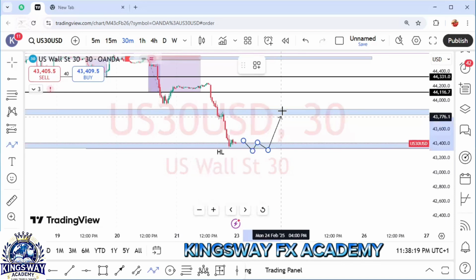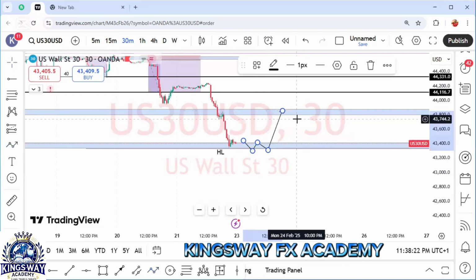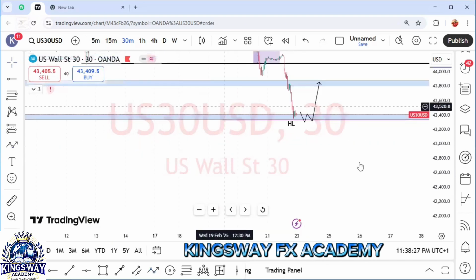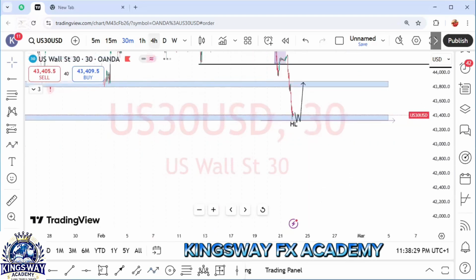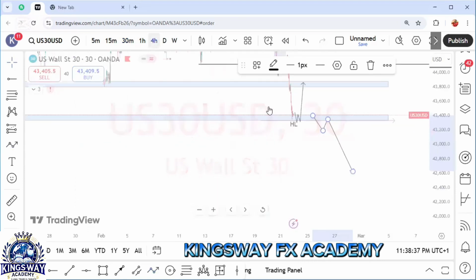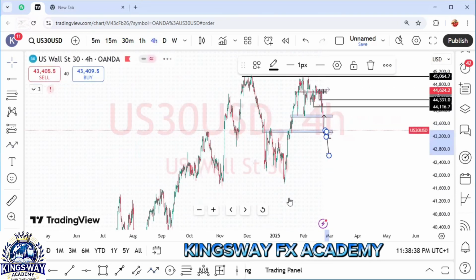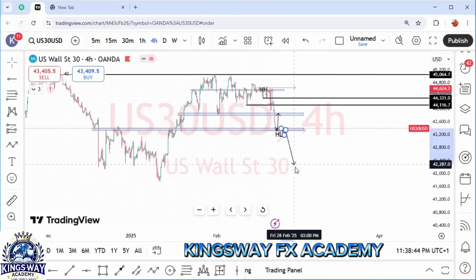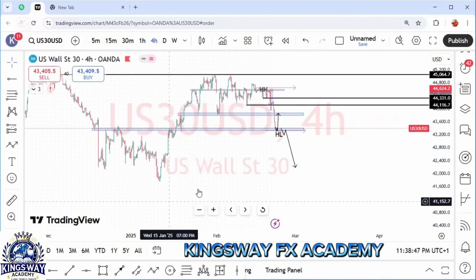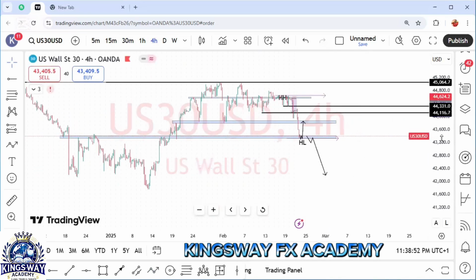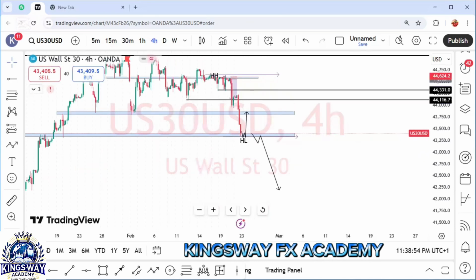Then to the upside, this will be my all-time profit target for the US30 if I am going long. If I am going short, I'll equally wait for a break of this one, a retest, and down to where we'll have our previous support. So this will be my scenario for going long or short on US30. So quickly we'll move over to the gold.